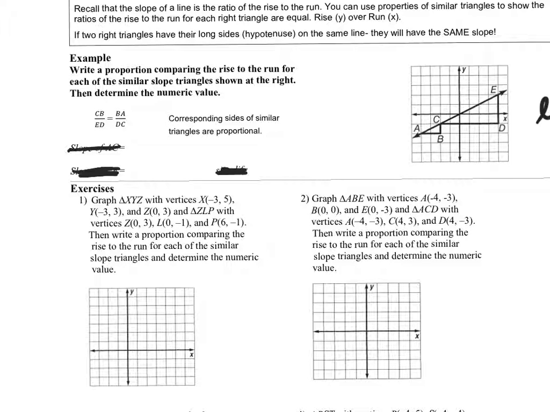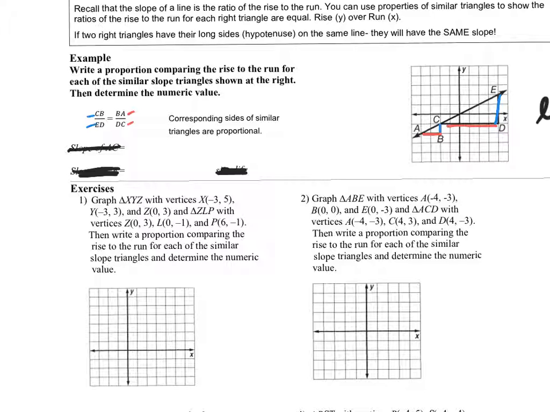It says corresponding sides are similar. And then they do CB over ED, and that's going to be blue and blue. And then BA over DC, and that's going to be red and red. Then it says find the cross products. So you would go CB times DC, and then ED times BA, and if they were equal, then it would be true that they are proportional, right?